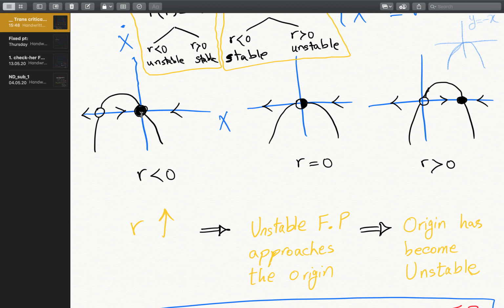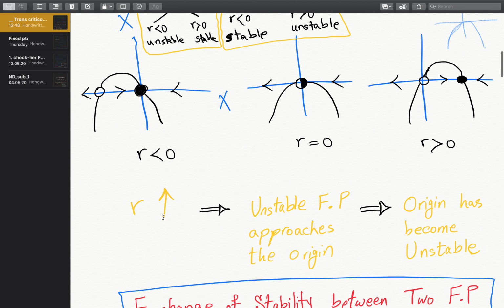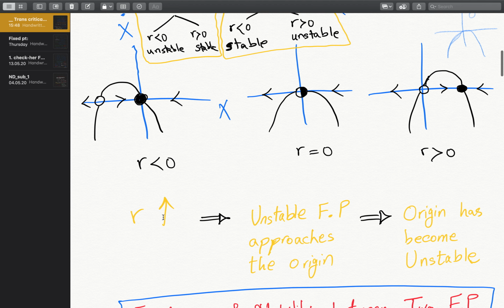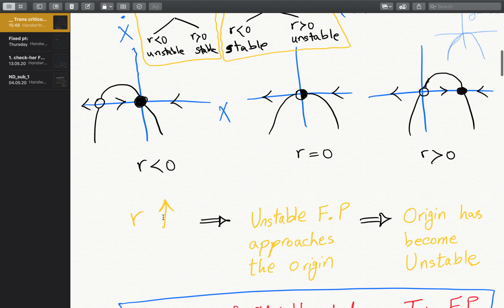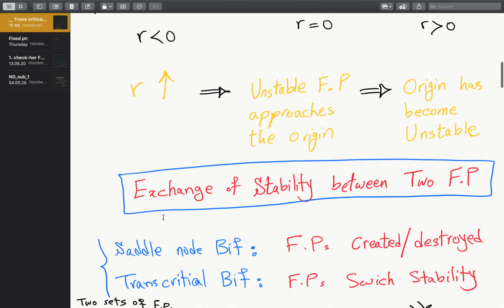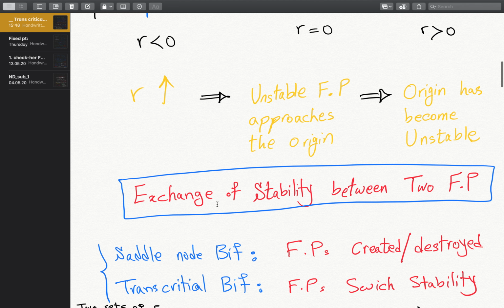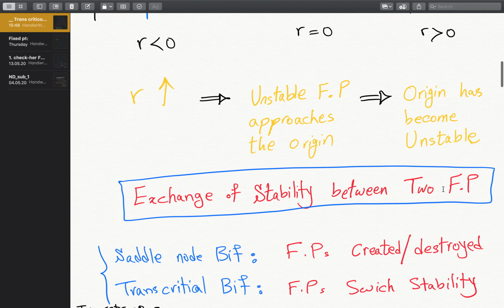Like the origin here in r minus, it is stable, and here it is an unstable fixed point. Therefore the origin has become unstable by increasing r, which is the parameter. So you do not have any destruction of the fixed points, but you have the change in stability of it. This is why people call it exchange of stability between two fixed points.